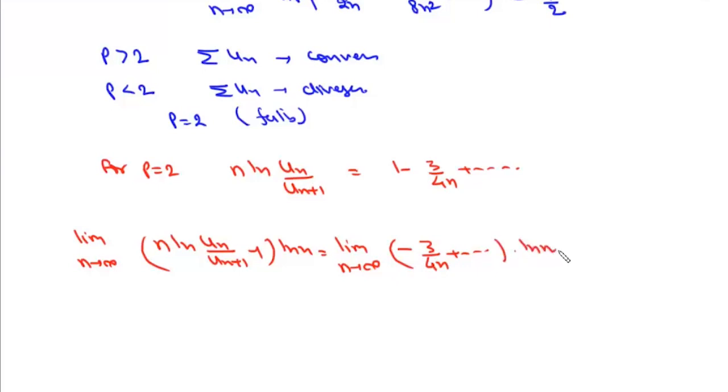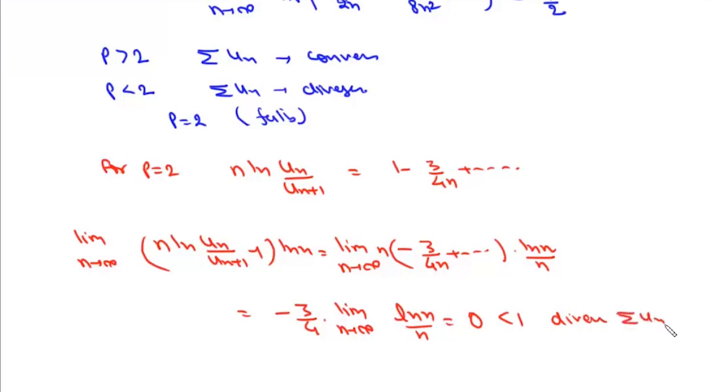Now what we'll do is we'll multiply and divide everything by n. Now we multiply n here, we'll get this as minus 3 by 4, and then we'll have this limit n tends to infinity, log n upon n, and we know that log n upon n is 0, which is less than 1. That means this series summation un diverges when the value of p is 2. So this is how we use these tests.